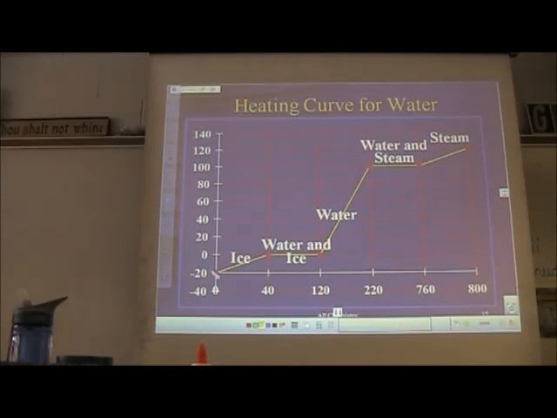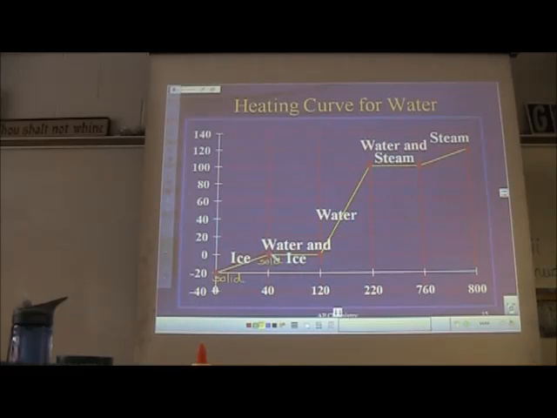So let's start down here. Negative 20 degrees, this little red dot right here. Solid. Okay, fine. Now I'm going to start to raise the temperature. I'm raising it, I'm raising it. I'm up to 0. What state of matter am I at this dot right here? Melting is not a state of matter. Not solid and liquid. Solid. 100% solid.